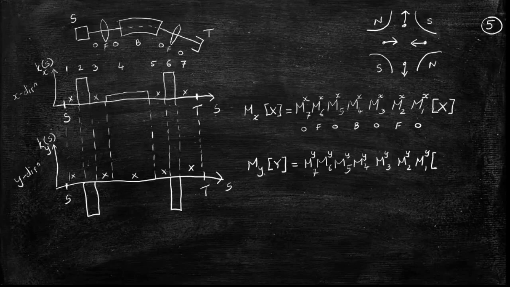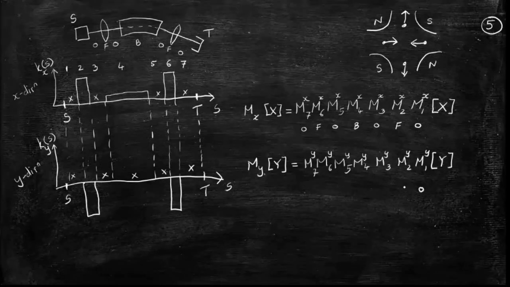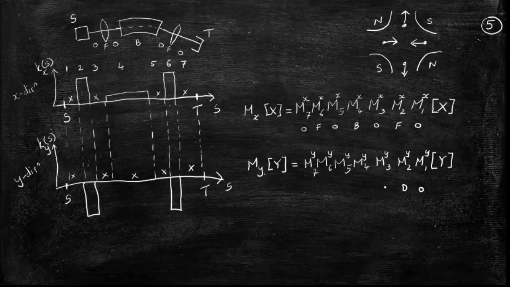Oh, I forgot to complete this equation. This will operate on the vector y prime. Again, this guy is a drift space. This guy is defocusing magnet. This guy is a drift space. This guy is a drift space, defocusing magnet. Of course, if you do design the beamline like this, it will never work because there is too much defocusing in the y direction.